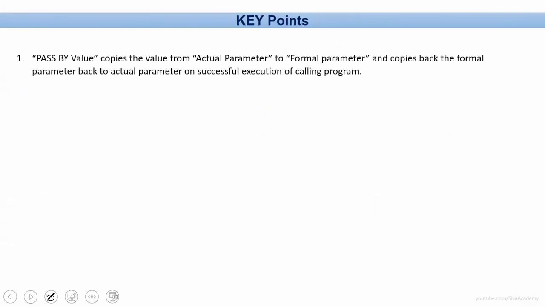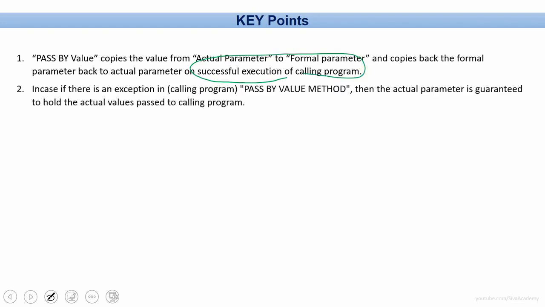Okay, so here are the key points to be noted down from this video. Pass by value copies the value from actual parameter to formal parameter and copies the formal parameter back to actual parameter only on successful execution of the calling program. I just want to stress this point, only on successful execution of the calling program. In case there is an exception in the pass by value method, then the actual parameter is guaranteed to hold the same value whatever we passed to the calling program.